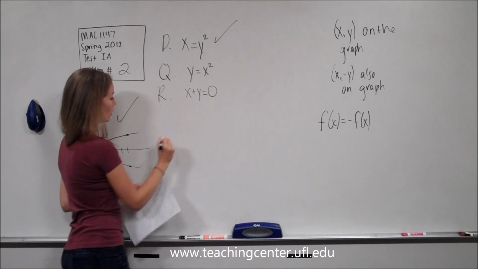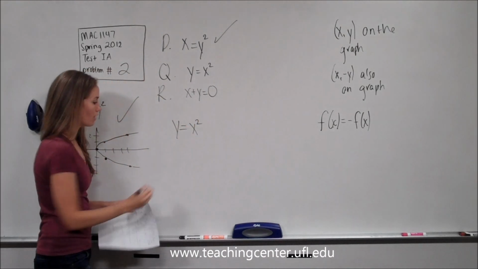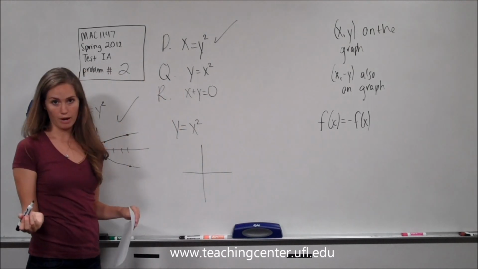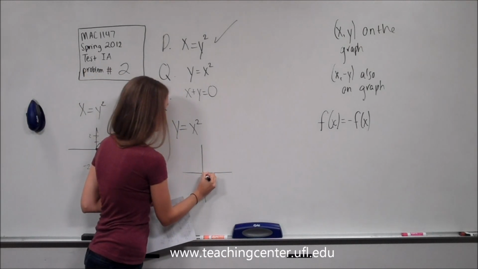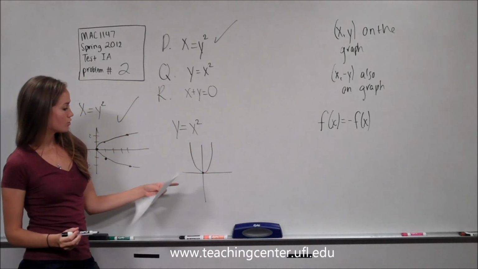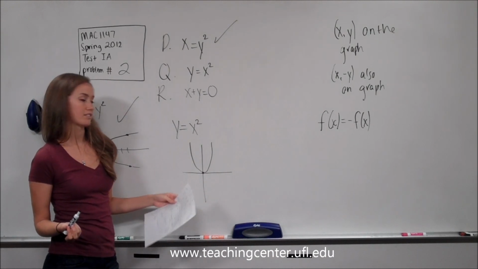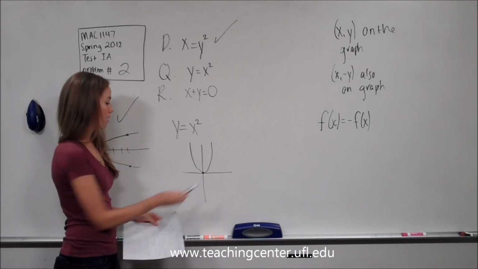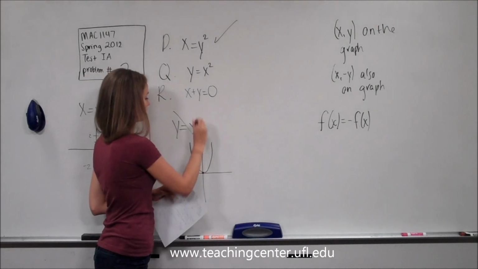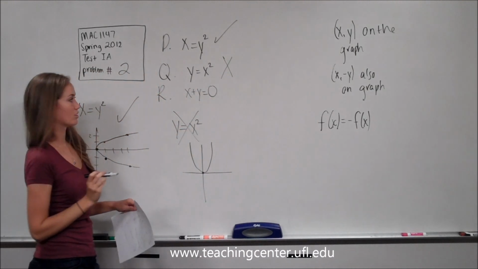Now we can graph y equals x squared. The graph of y equals x squared is just your normal parabola, right? It goes to the origin and then just goes up like that. Is that symmetric with respect to the x-axis? We can tell that it's not, because there's nothing going on below the x-axis. So this one is not symmetric, so we don't like Q. That's not one of our answers.